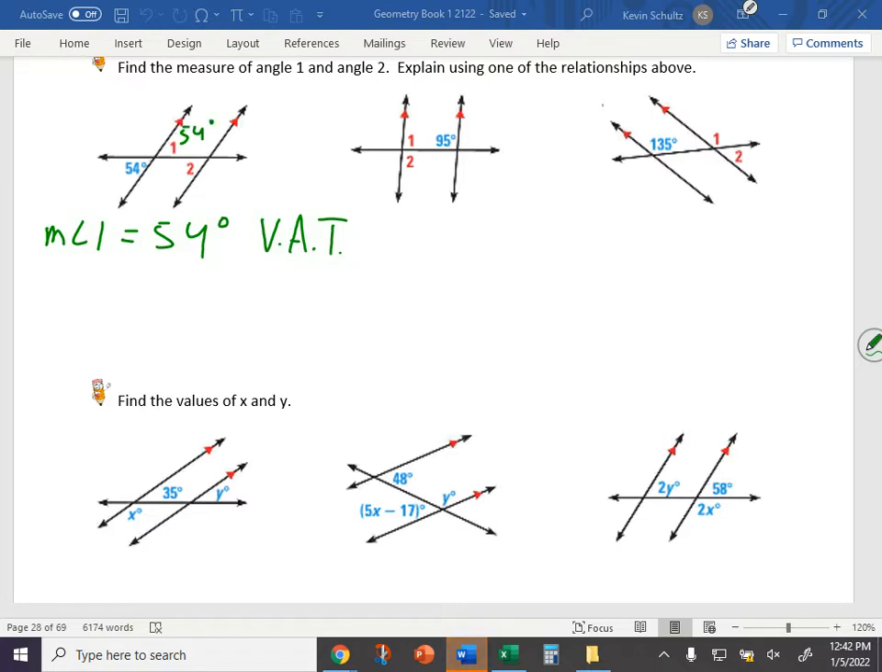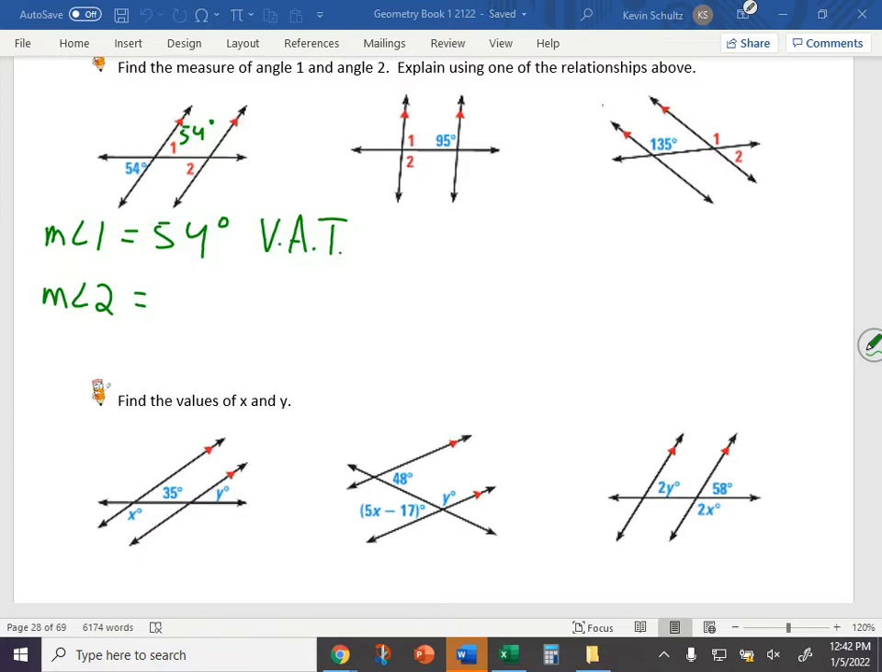But now that we know that angle 1 is 54, we actually have two different options here to know what angle 2 is. What's the measure of angle 2? Take a look at what we know. We know that our given angle is 54. Look at the relationship of angle 2 with that given angle. We also now know that angle 1 is 54. Look at the relationship of angle 2 and angle 1. What are some options here?